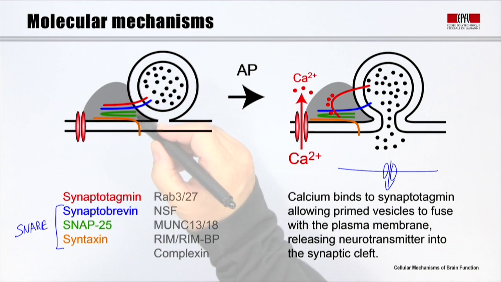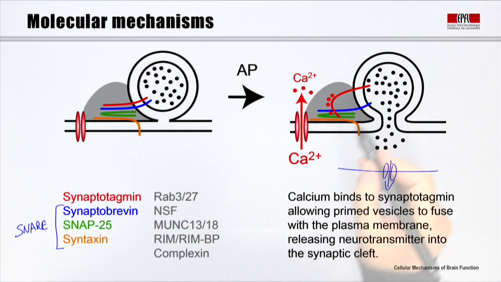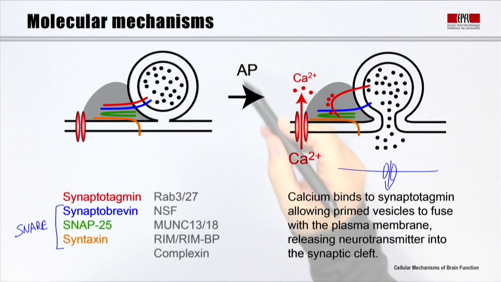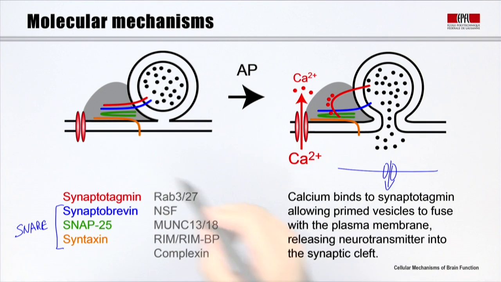So the core elements in terms of molecular mechanisms of fusion are the priming and docking of the vesicle, setting up the vesicle through the SNARE proteins so that it's release competent, and synaptotagmin then acts as the calcium sensor that converts the action potential and calcium influx into the vesicle fusion event itself. And all of this occurs then on the microsecond timescale.